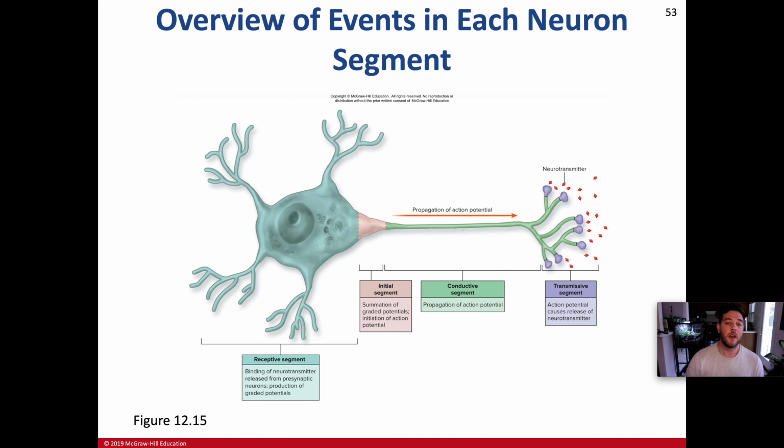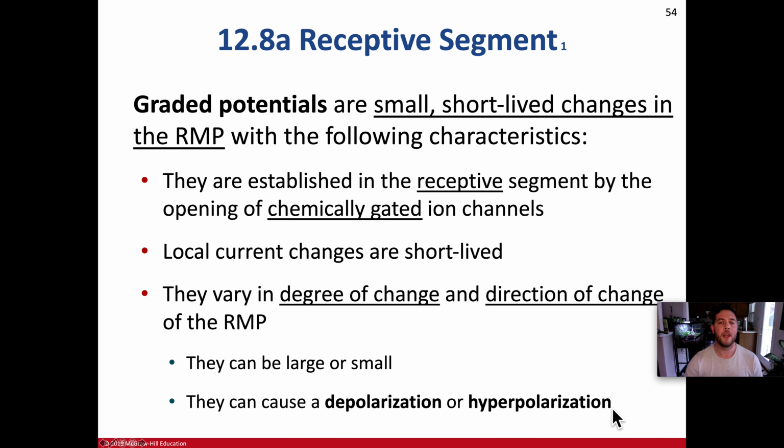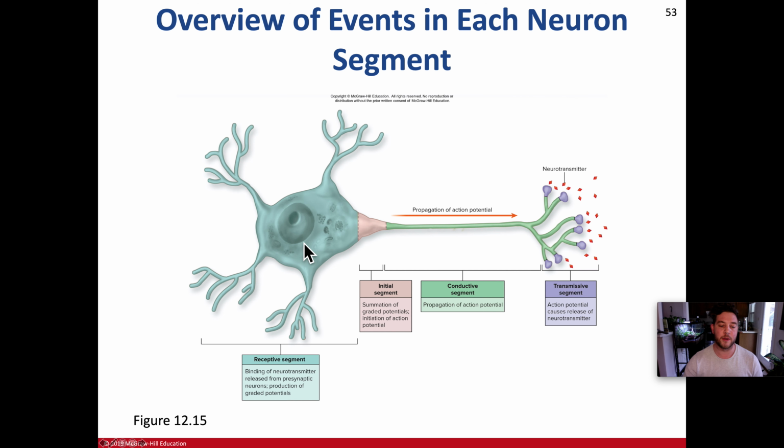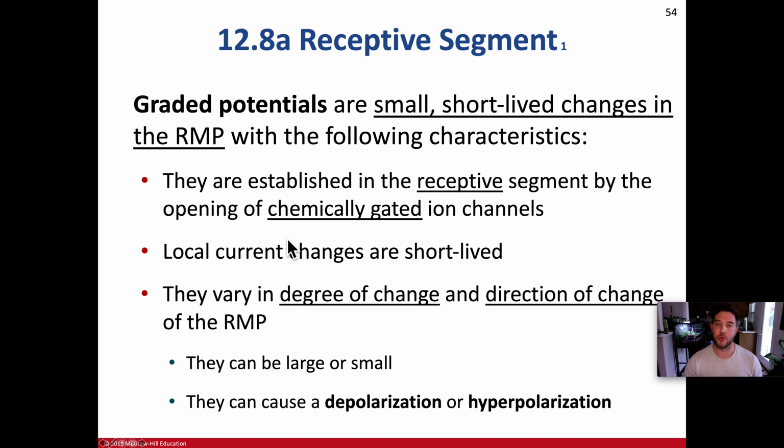Excessive protein. Okay, let's look at the overview of the events in each neuron segment. We're actually going to end this lecture with the initial segment, and then the next one we'll finish up the rest of these notes for chapter 12. Okay, so in the receptive segment, which if you remember is going to be the dendrites and the cell body, this is where we see graded potentials.